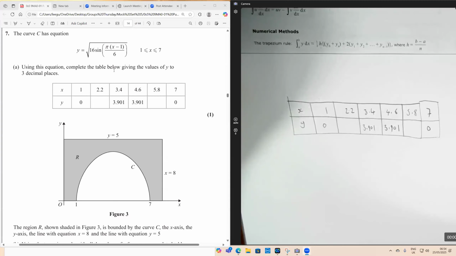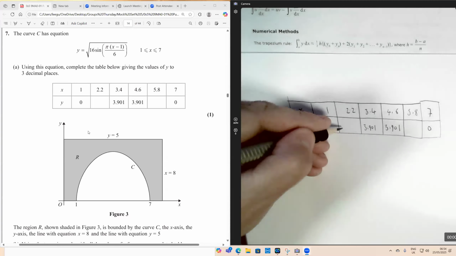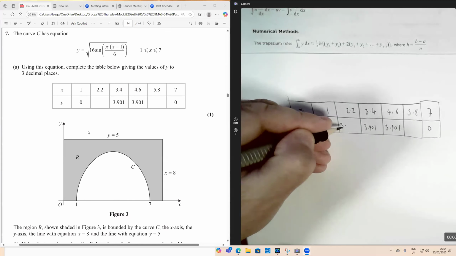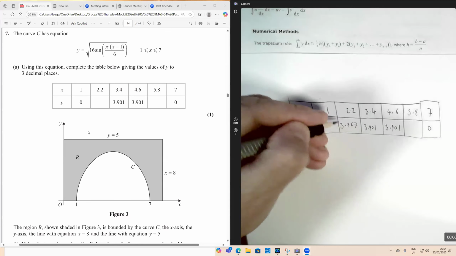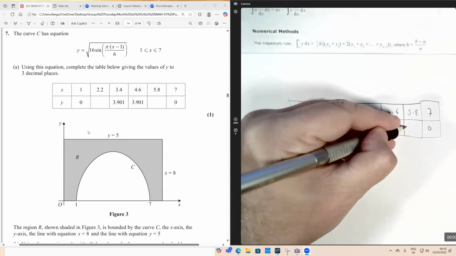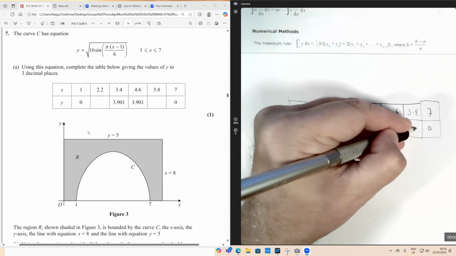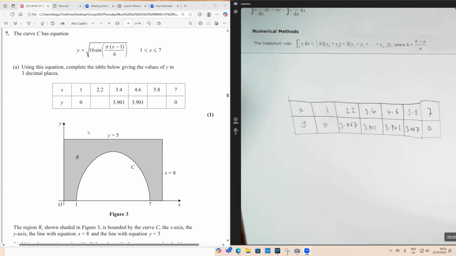So in this case, we're going to program this into our calculator. And when we do, we find out that this value is 3.067. That's a 0. And this one over here is also 3.067 when we put that into the calculator as well. So that's the table completed.